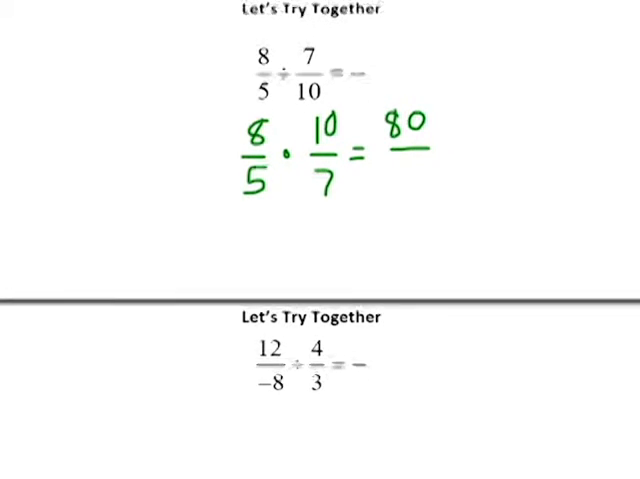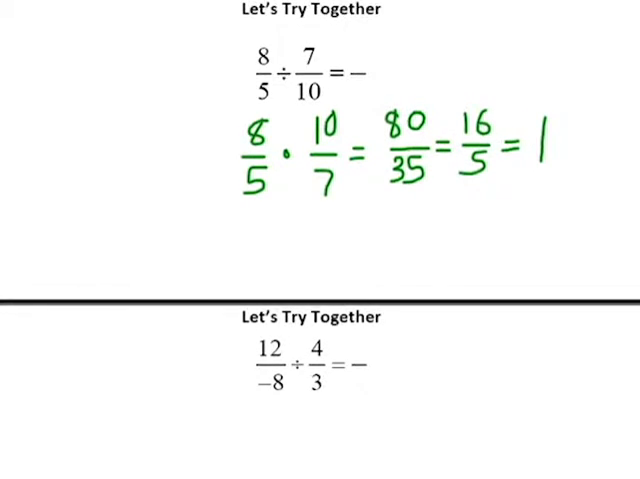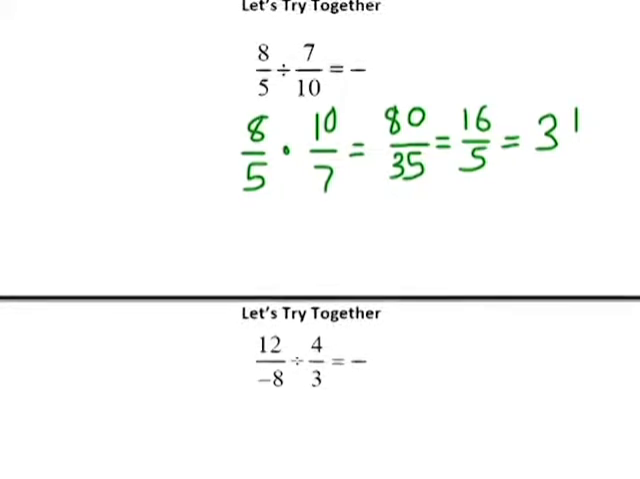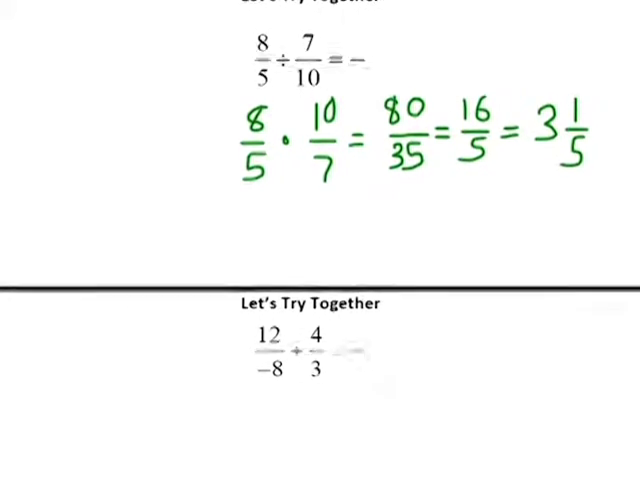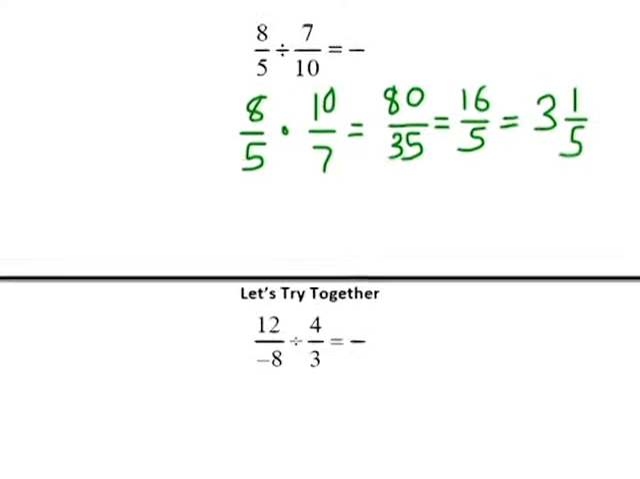I'm going to simplify. I'm going to divide top and bottom by 5. I should get 16/5. Now again, turn that into a mixed number. There's 3 sets of 5 in there. Find an eraser. Three sets of 5 makes 15. 16 minus 15 is 1/5. Again, I will accept improper fractions. That is fine. Let's try one more together.